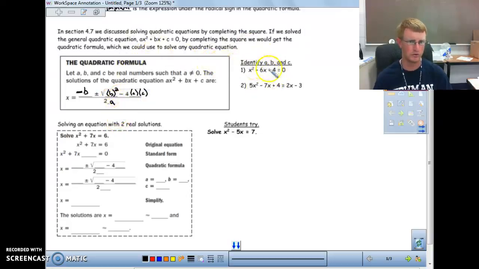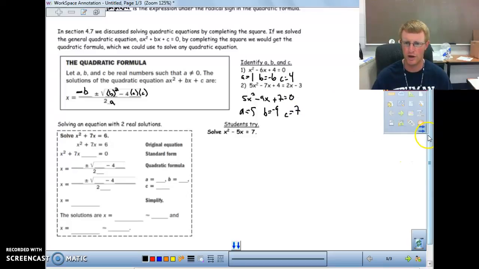So what we really need to remember is how to identify our a, b, and c. So here we have a equals 1. Here we have b equals negative 6. The negative comes with it. And c equals 4. Down here, we don't want to identify an a, b, and c until we get everything equal to 0. So we need to bring the 2x and the minus 3 over. So we are left with 5x squared minus 9x plus 7 equals 0. And then we can identify a is 5, b is negative 9, and c is positive 7.